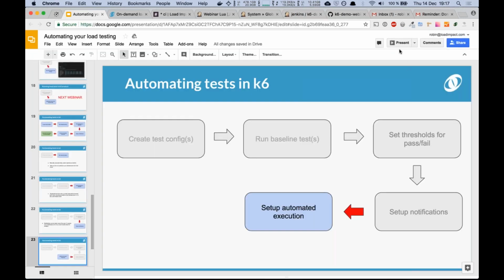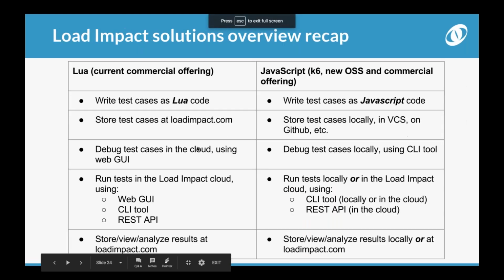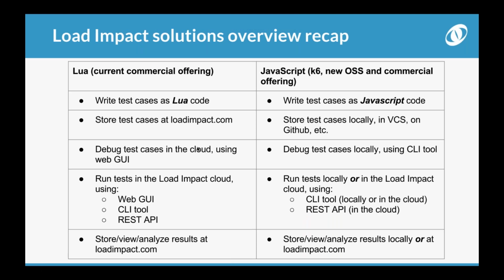So let's go back to the presentation. So that was it for the K6 portion. So now we've both integrated a Lua-based test into an automation pipeline in Jenkins, as well as having done the same for K6. So briefly, to recap the differences and similarities between the two products.